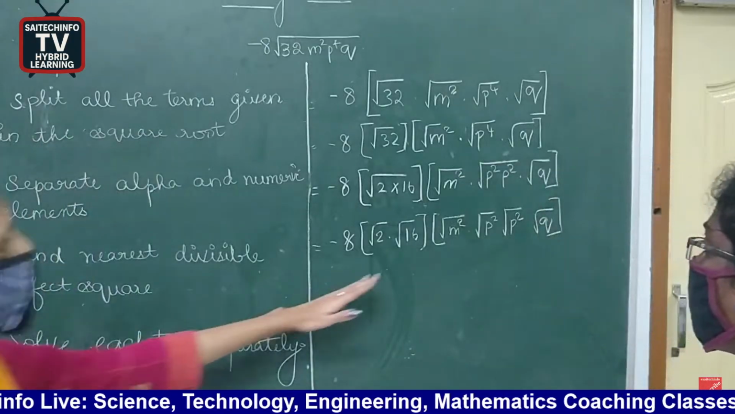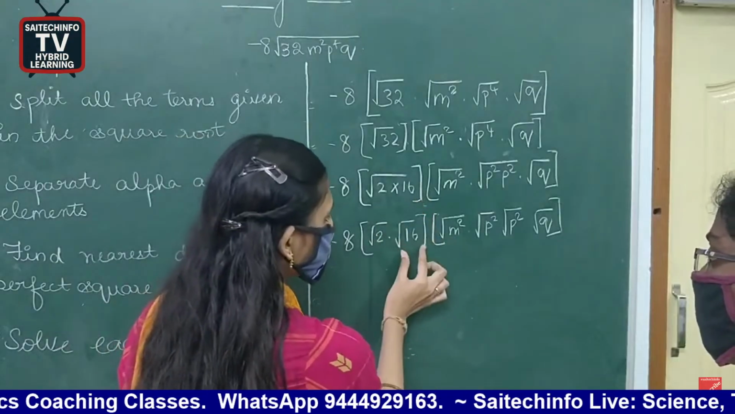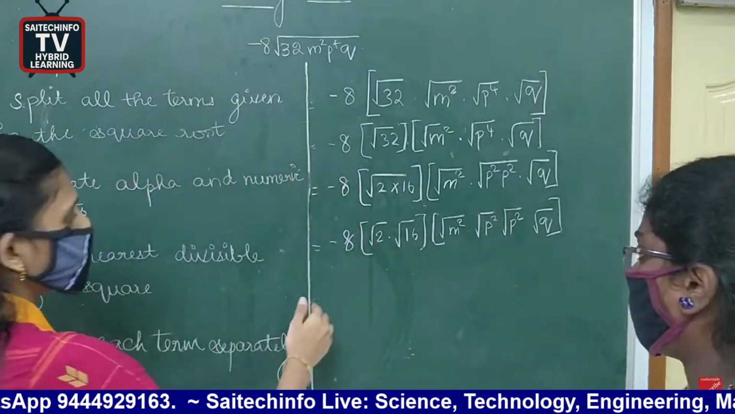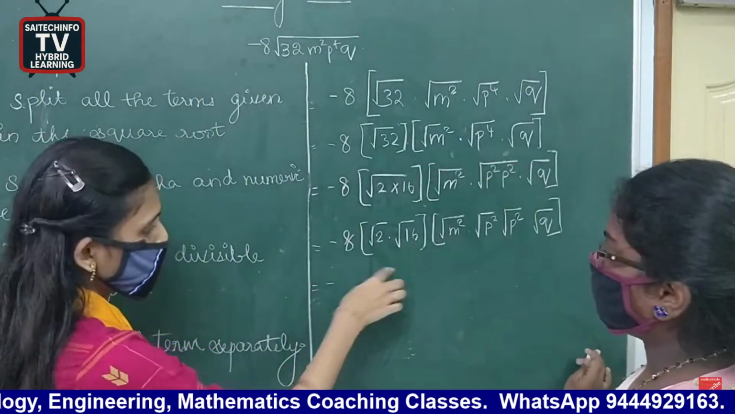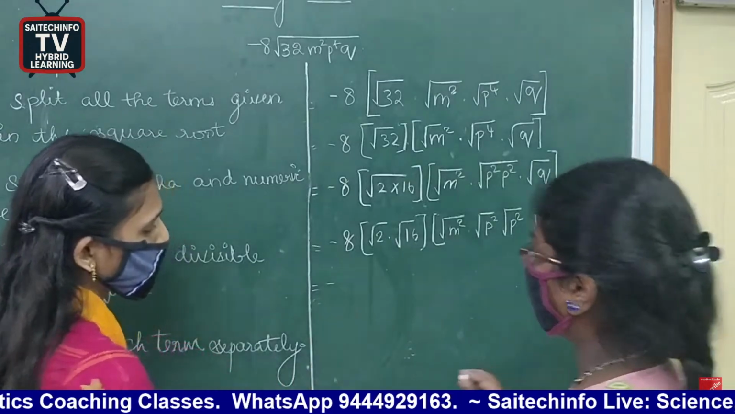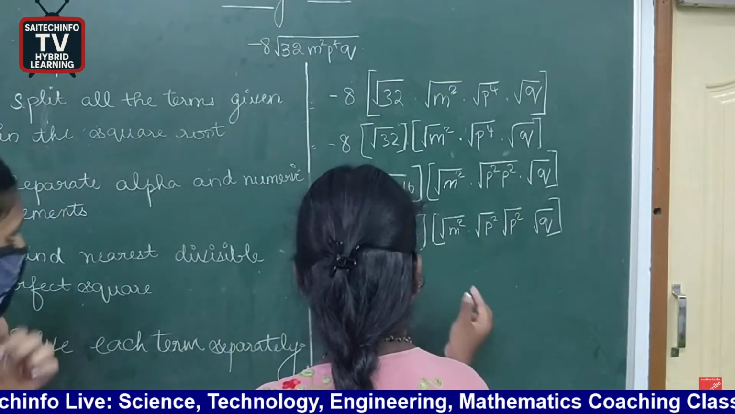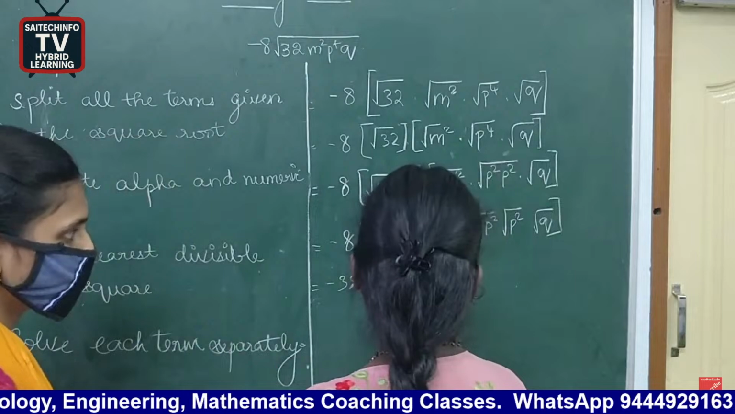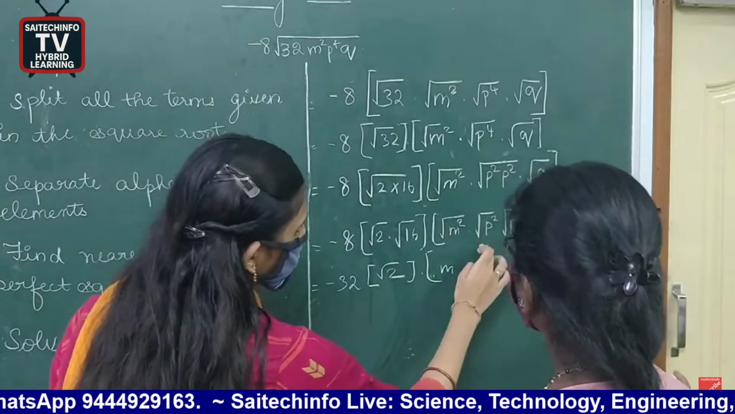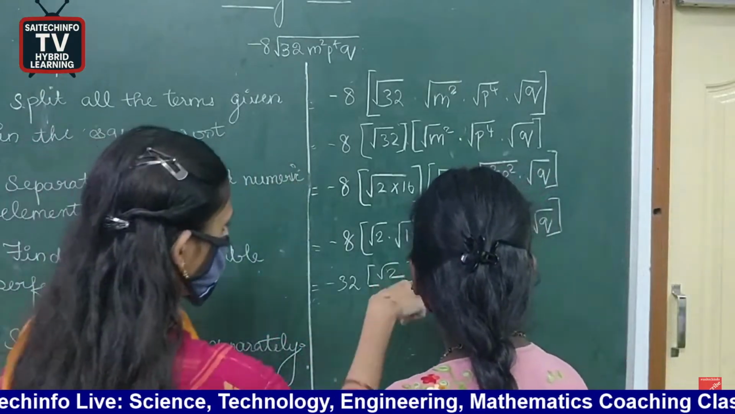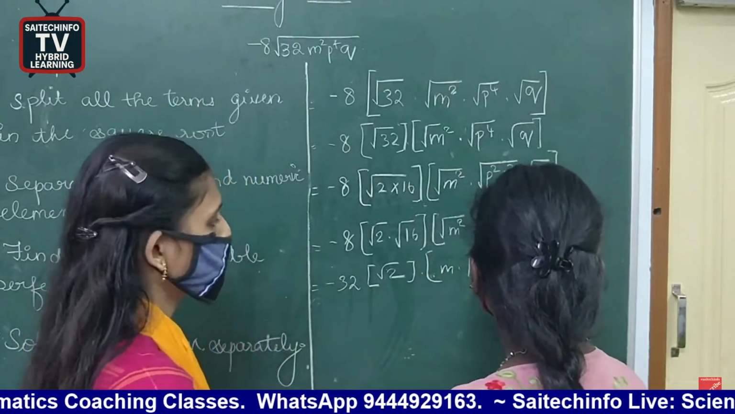Now we are going to solve each term. We know that root 16 is 4. We are bringing the term into a perfect square number so that we can solve it easily. So minus 8, we take root 16 outside, so it becomes 4. 8 fours are 32, into root 2. And root m square is m. Root p square is p, and again root p square is p, and root q remains the same.